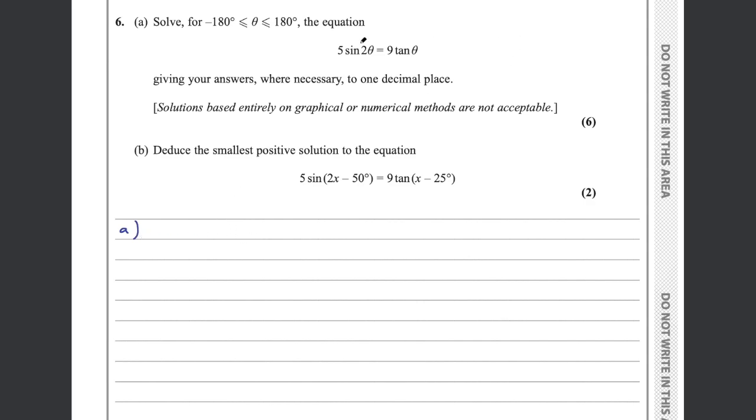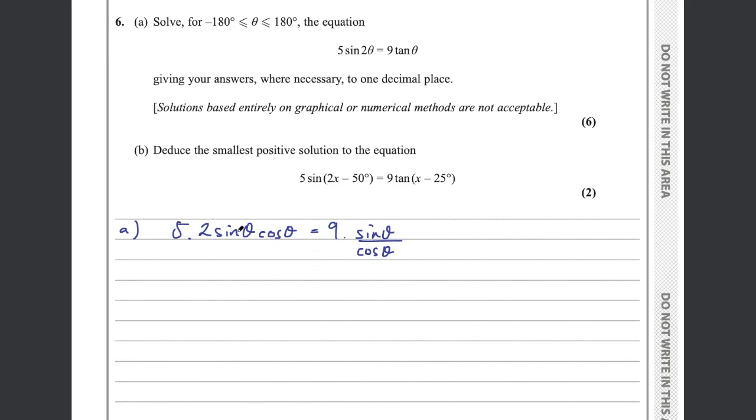Alright, so we have 2 theta here. So I want to get rid of that first. So using the double angle formulas, which are in your formula booklet, let's start with that. Let's say 5 sine of 2 theta is equal to 5 times 2 sine theta cosine theta. And this is equal to 9 tan theta. Actually, let's rewrite this as well as sine theta over cosine theta. And let's see if we can rearrange this to solve for theta.